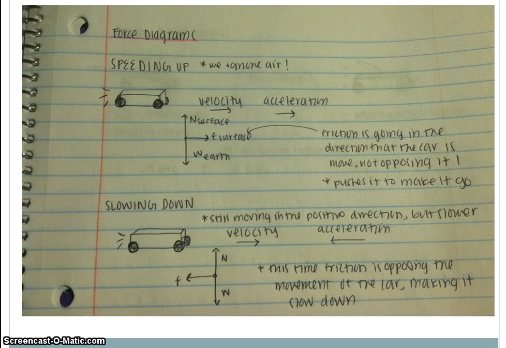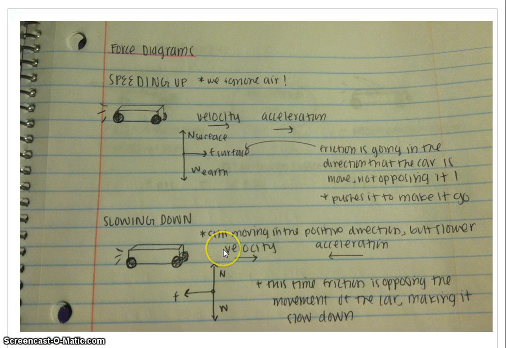So our force diagram would be a vector pointing up for normal force, a vector pointing down for weight. Wait, sorry, I meant the vector pointing down is weight, and the friction is moving in the positive direction, as we've already established.